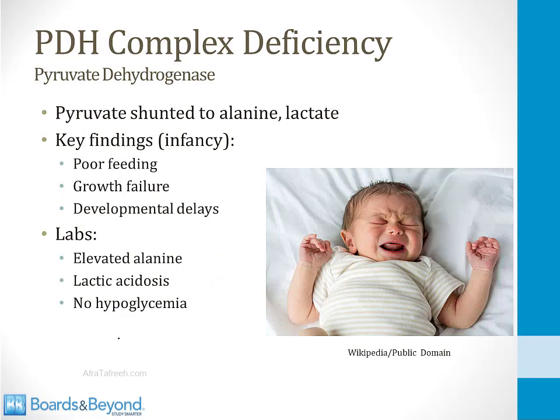As I said before, I discuss a PDH complex deficiency in more detail in the video on pyruvate dehydrogenase, but by way of brief review, in this disorder, pyruvate is shunted to alanine and lactate. So the key findings which develop in infancy are poor feeding, growth failure, and developmental delays. These are all very nonspecific, but it's the labs that will suggest a diagnosis. The alanine level will be high, there will be a lactic acidosis, and there should be no hypoglycemia.